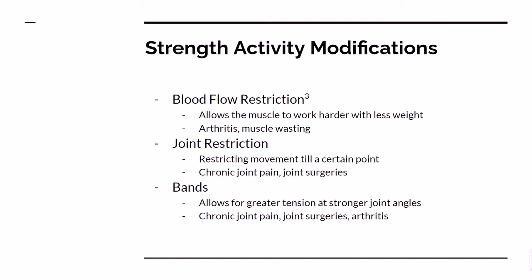And then we also have bands. Bands are a really great tool to use, and a lot of people recommend them, so it's always good to have some. You can even get them at like Walmart and like TJ Maxx. They allow for greater tension at the stronger joint angles. So as you stretch a band, it's going to become a lot stronger. So as you're like, say, pulling it down on a lat pulldown machine, the band's going to be a lot stronger the further your arm is to your core. You'll typically see these used for chronic joint pain, joint surgeries, and then arthritis as well.